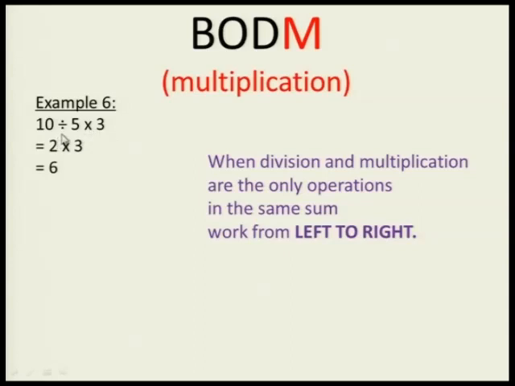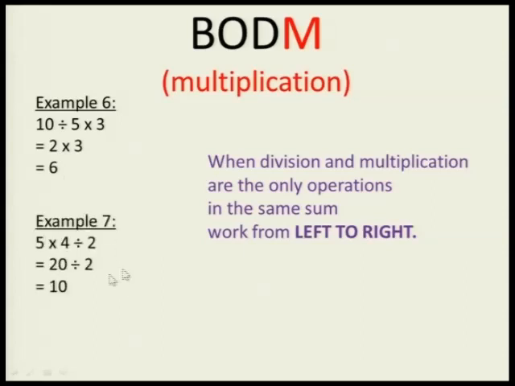If we divide by 5 and multiply by 3, now that is the same as the order here at the top where it says division and multiplication. So we don't have to worry about it, but the rule applies always. 10 divided by 5, we get 2, and then we multiply by 3, we get 6.